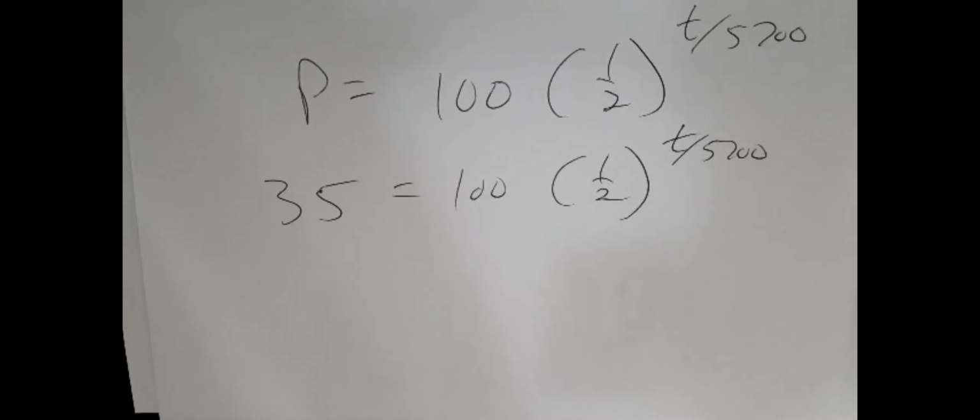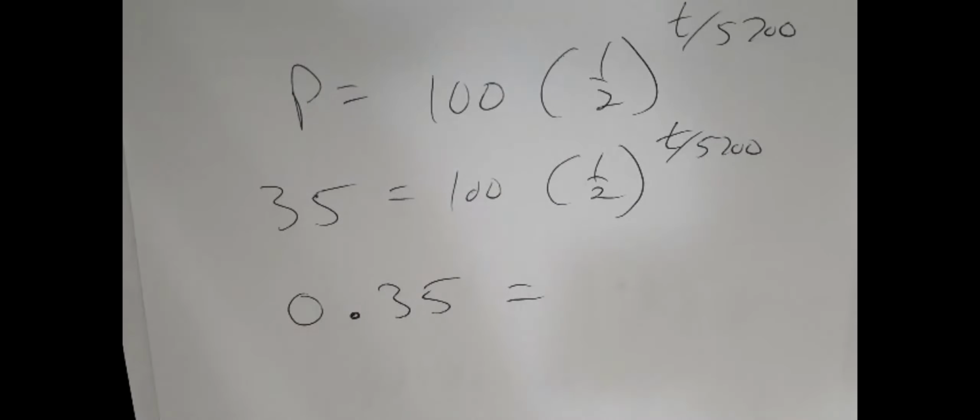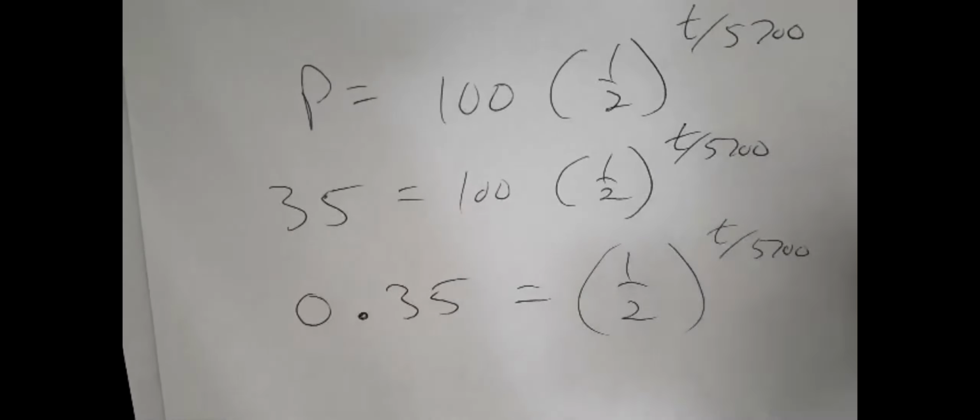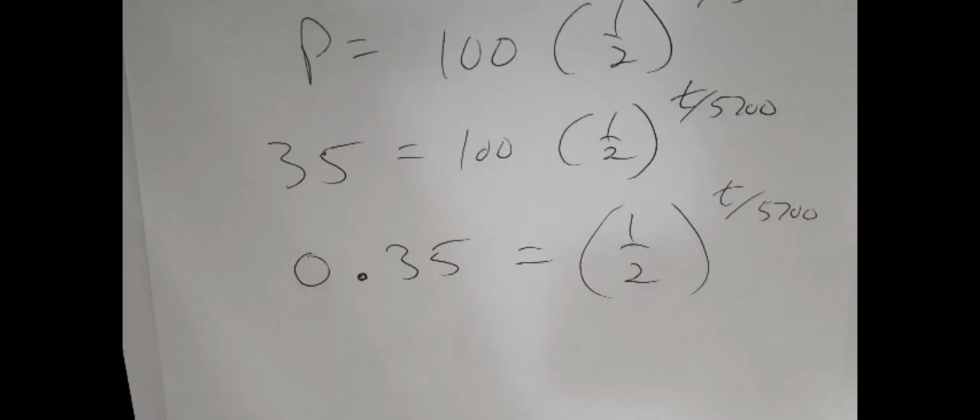What are the steps I got to do here? Divide by 100. If I divide both sides by 100, I get 0.35 on this side. I'm just going to convert it to decimal. I get 1/2 to the t divided by 5,700. All right, so what's my next step? How do I get rid of that thing?